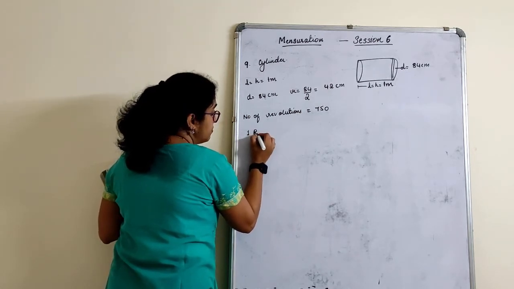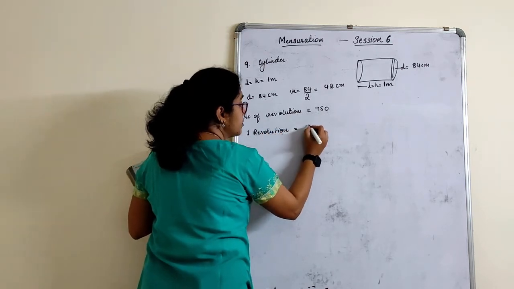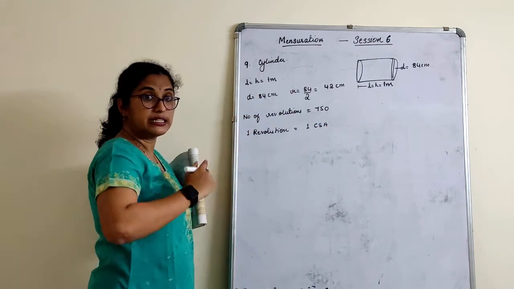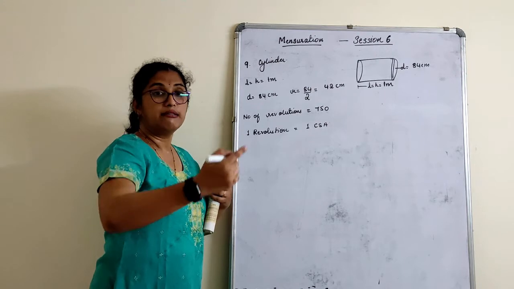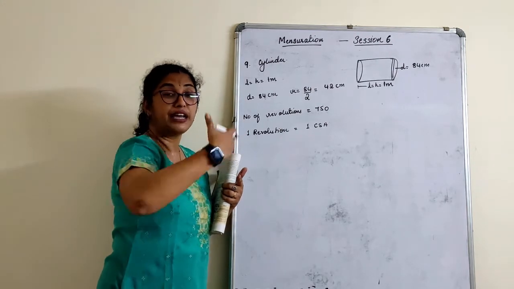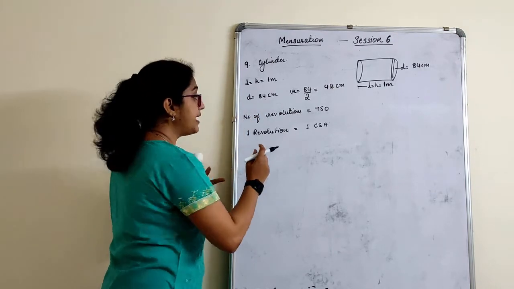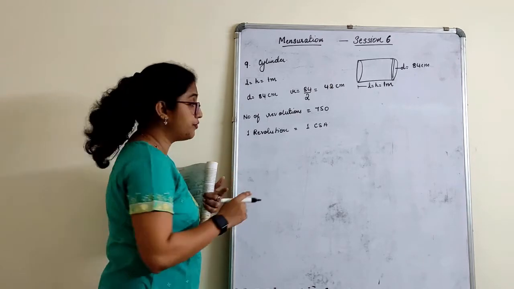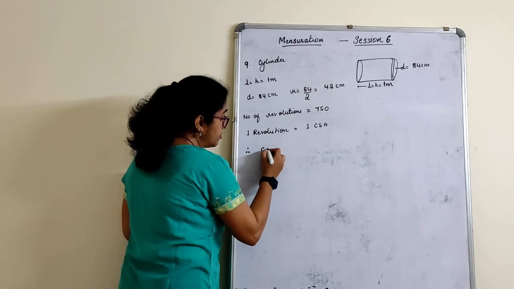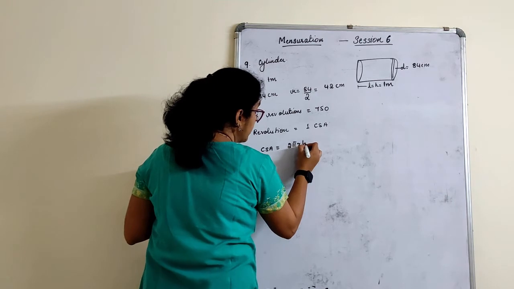One revolution is equal to 1 CSA. Did you understand this? What is 1 CSA? It completes one roll. That means to move once, 1 CSA is the part of the area it is covering. Then I come to know how many CSAs are required to make 750 revolutions, which I have to find. One revolution is equal to 1 CSA. Therefore, CSA is equal to 2 pi RH.